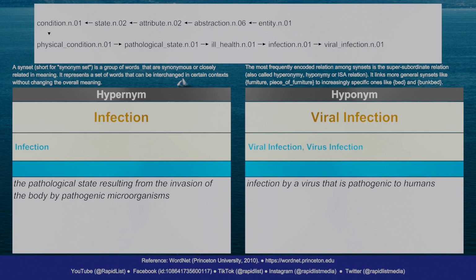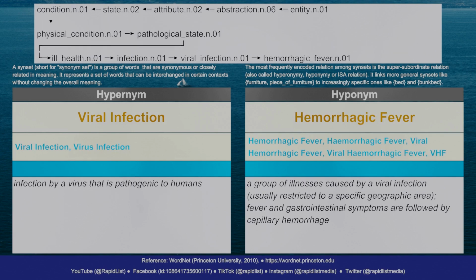Viral infection. Infection by a virus that is pathogenic to humans. Hemorrhagic fever. A group of illnesses caused by a viral infection, usually restricted to a specific geographic area. Fever and gastrointestinal symptoms are followed by capillary hemorrhage.